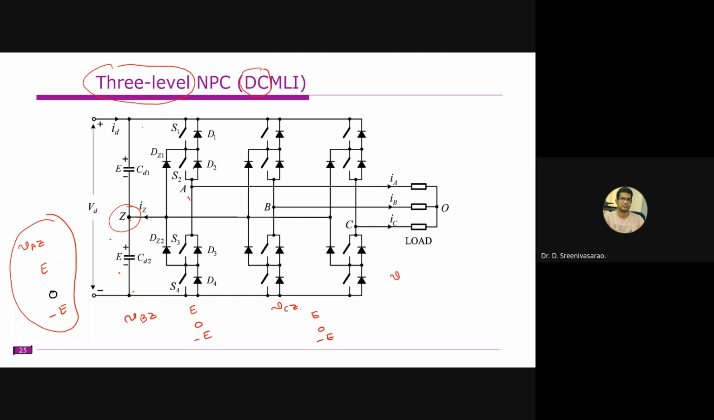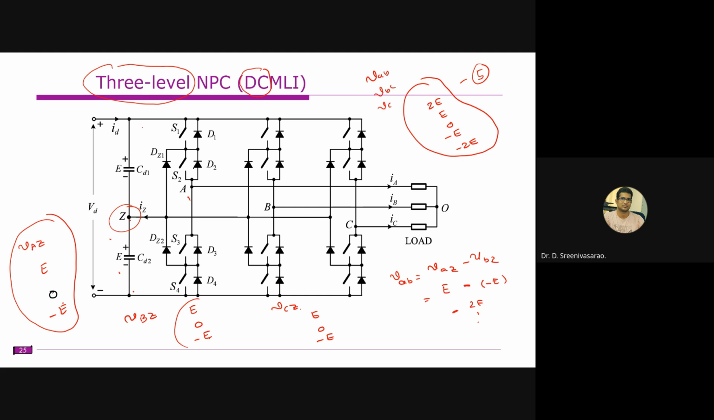If you require the line voltage, VAB is VAZ minus VBZ. If it is E voltage at some particular time, and at the same time the other voltage is minus E, you will get 2E voltage, that is maximum. At some point of time, the line voltages will be 2E, E, 0, minus E and minus 2E. So you will get 5 levels maximum. This is between A and B, and similarly between B and C and C and A. So phase voltages have 3 levels, and line voltage has maximum 5 levels.